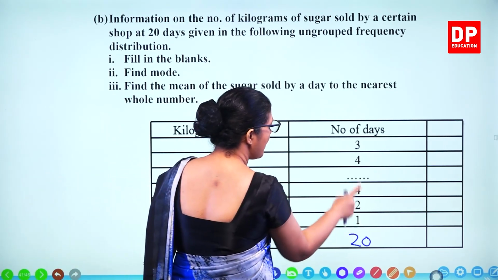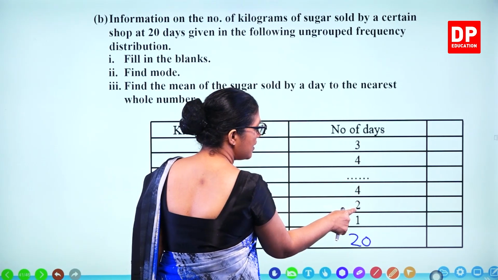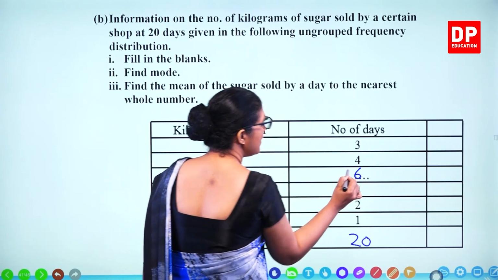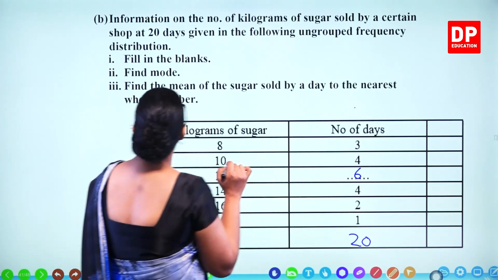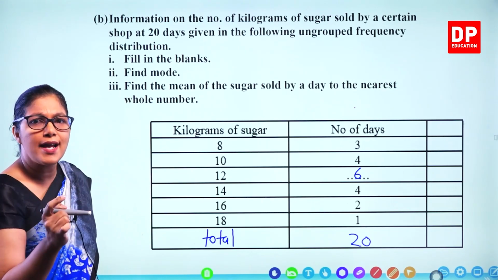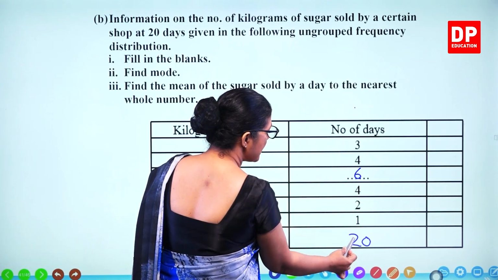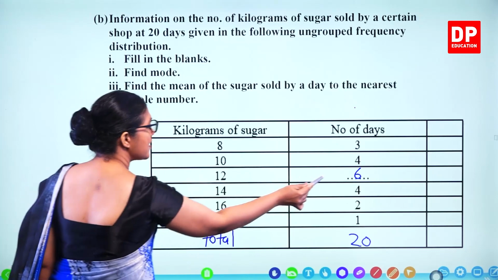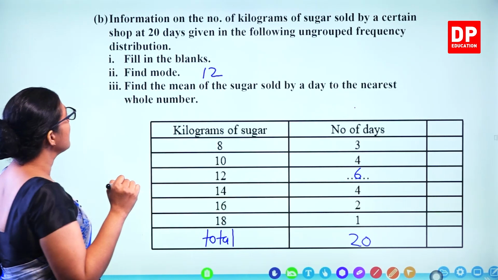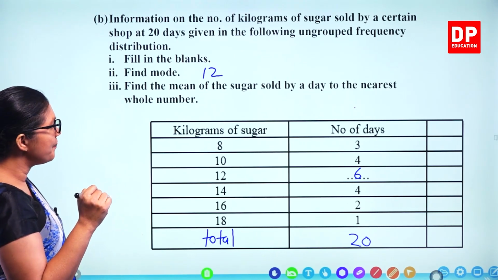How do you get 20 here? 3 plus 4, 7. 7 plus 4, 11. 11 plus 2, 13. 14. So 6 should be this number. So this is 6. Now find the mode. The one which has the highest frequency. Look at this column, number of days. The one which has the highest frequency is 6, that's 12. So mode is 12.